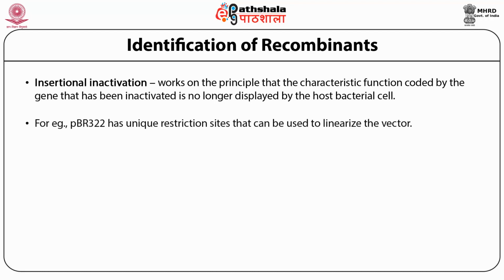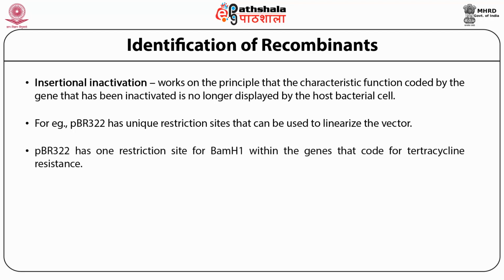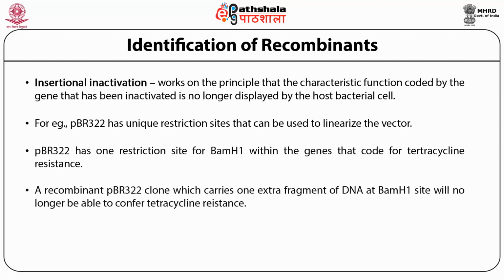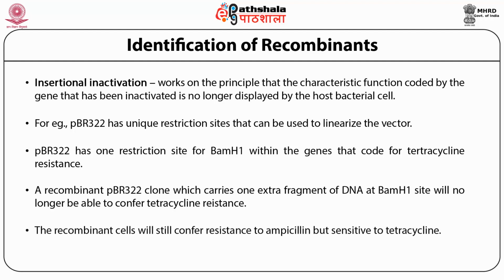For example, pBR322 has a unique restriction site that can be used to linearize the vector. pBR322 has one restriction site for BamHI within the gene that codes for tetracycline resistance. A recombinant pBR322 clone, which carries one extra fragment of DNA at the BamHI site, will no longer be able to confer tetracycline resistance. The recombinant cells will still confer resistance to ampicillin because that ampicillin gene is not interrupted, and it becomes sensitive to tetracycline.